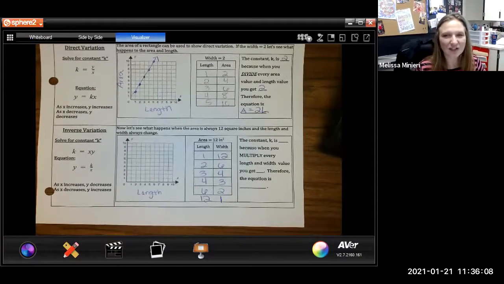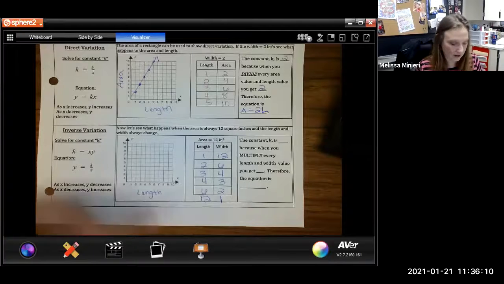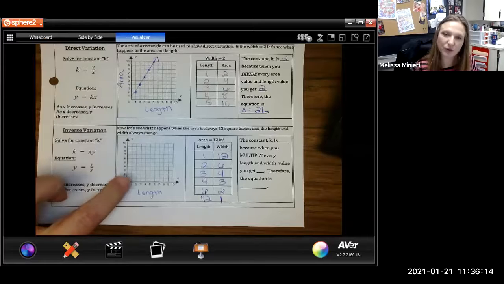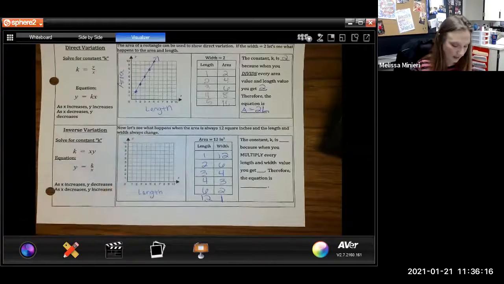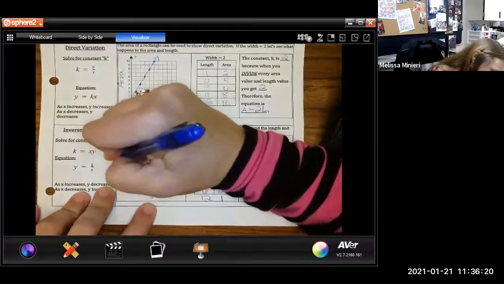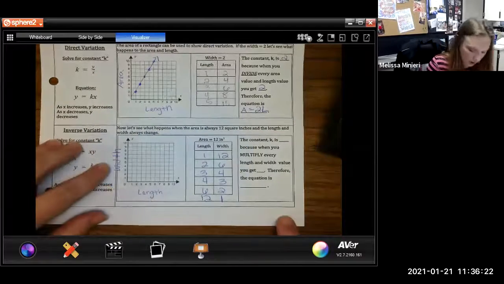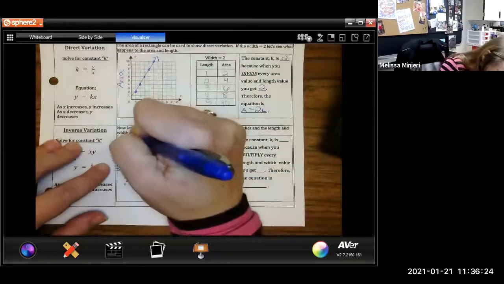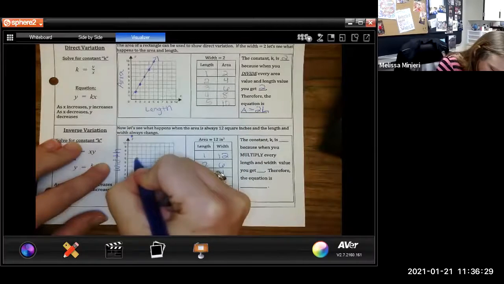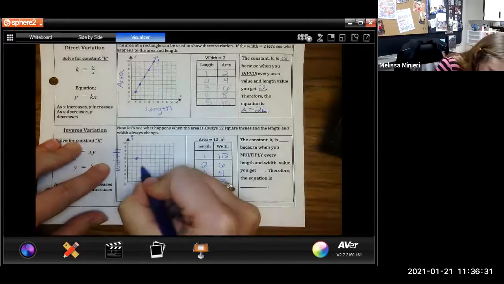So think about to yourself what you think this graph will look like. We had a linear function here. I wonder what the graph will look like for this one. So go ahead and graph these points. Your x is going to be length. Your width is going to be the y. And I realize we're a little bit off the graph for the 12s, but you can kind of estimate where it would fall.